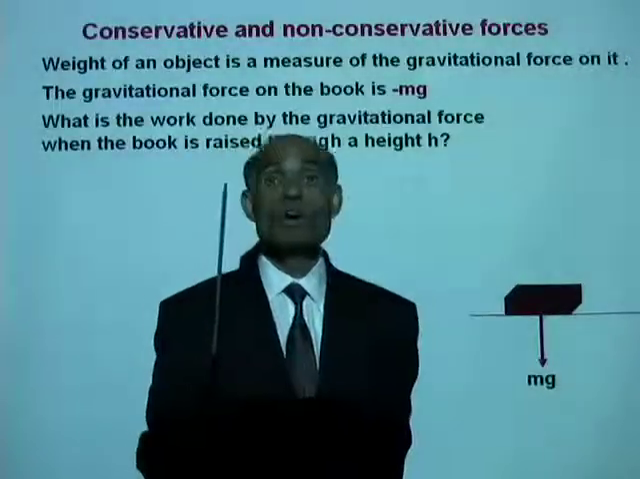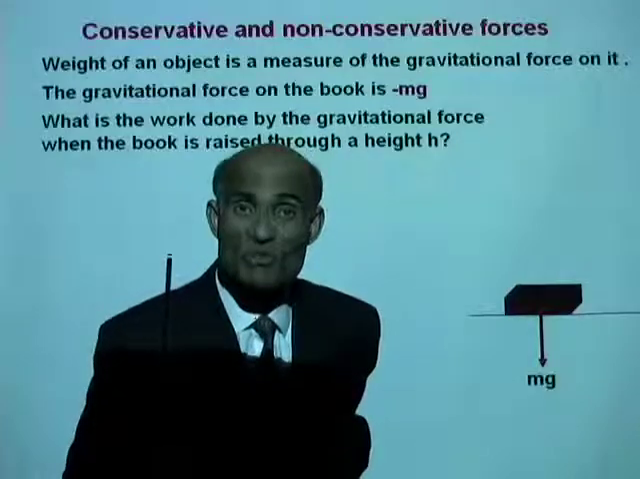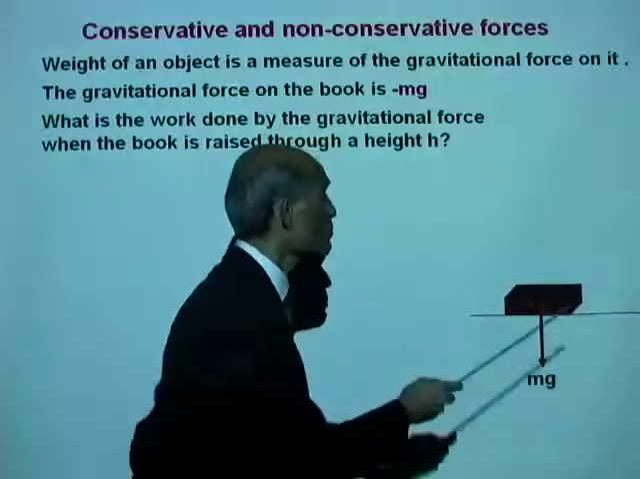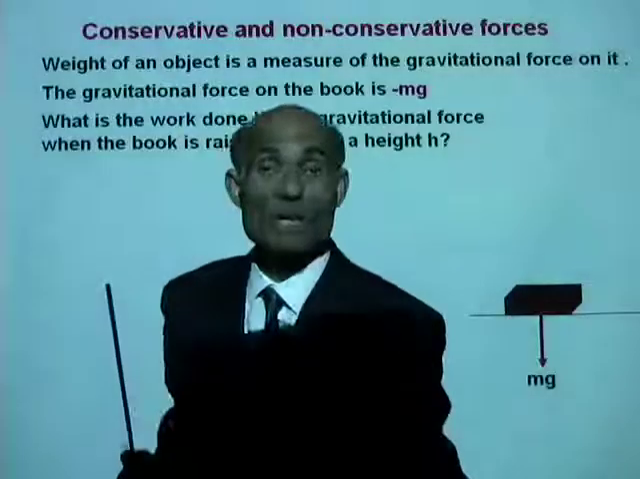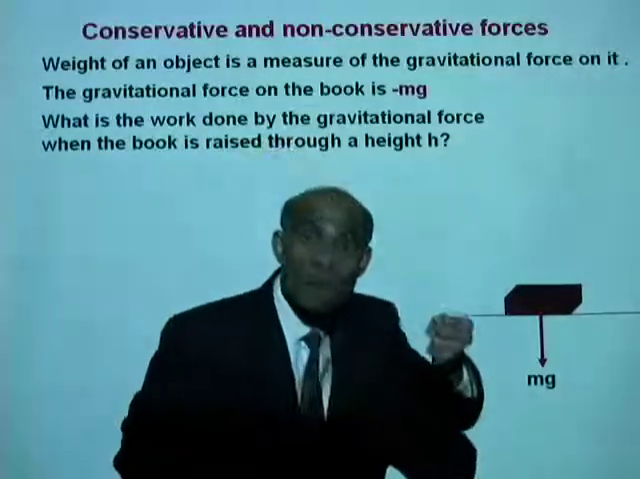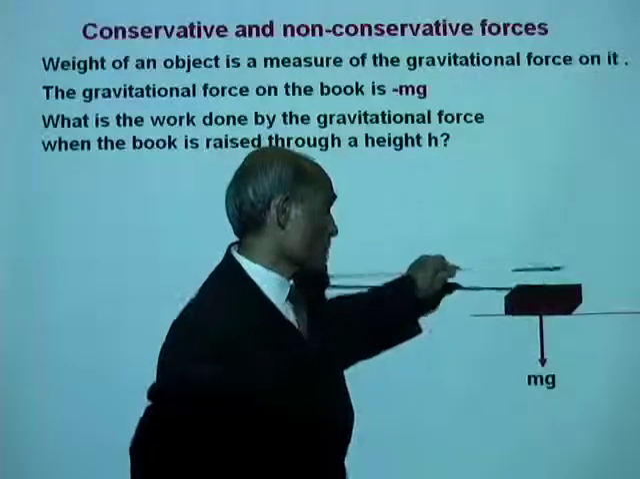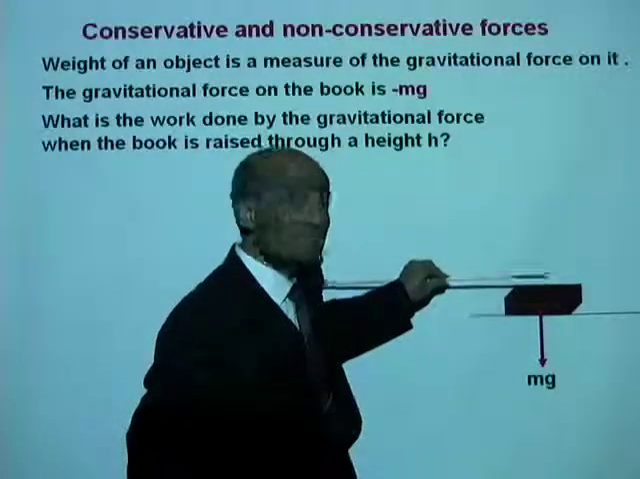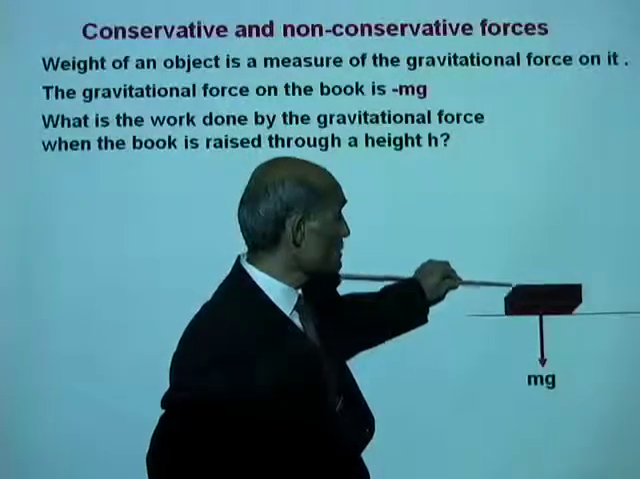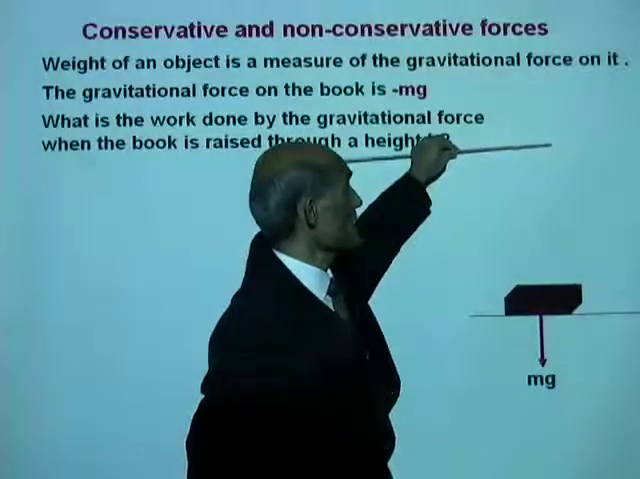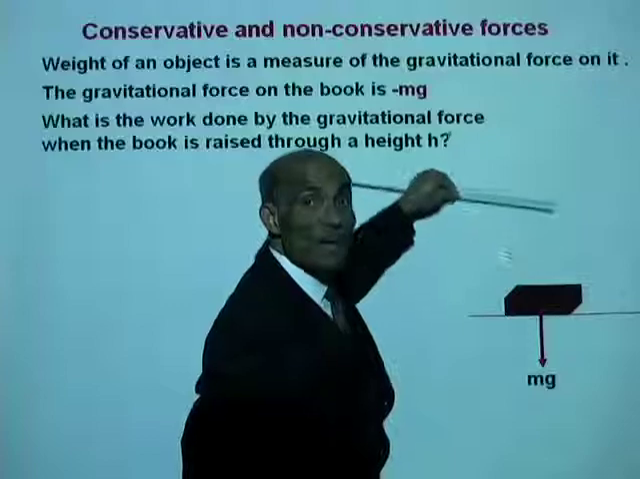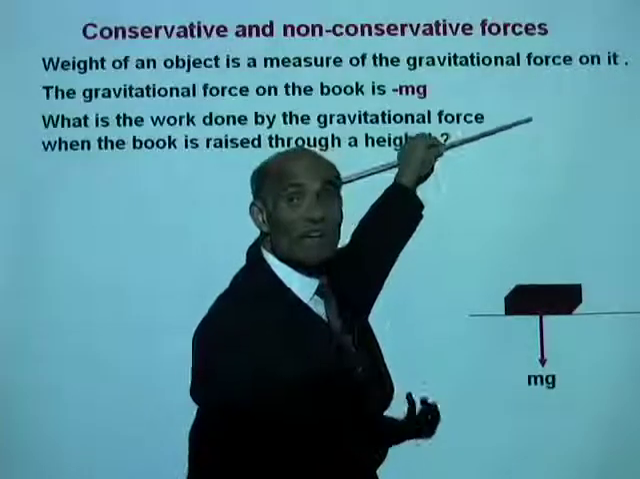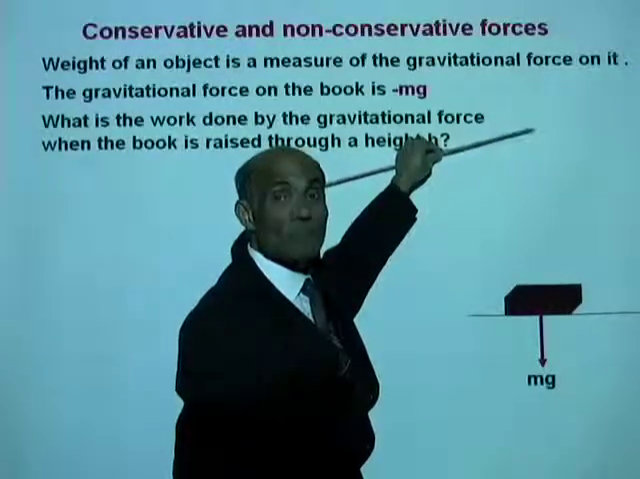Now, what is the work done by the gravitational force when the book is raised through a height h? Now, you must distinguish between the work done by the applied force. What we did in the previous slide is to calculate the work done by the applied force in raising through a height h. And that is F times h, where F equals mg.